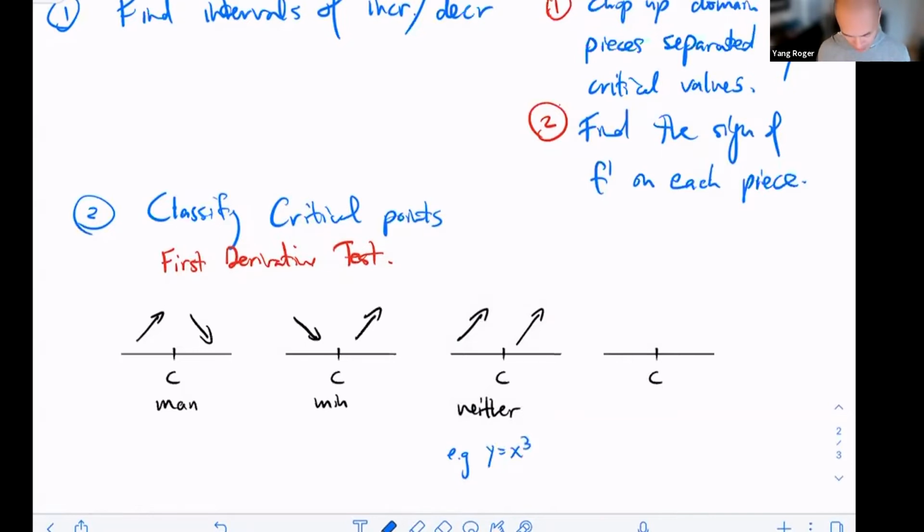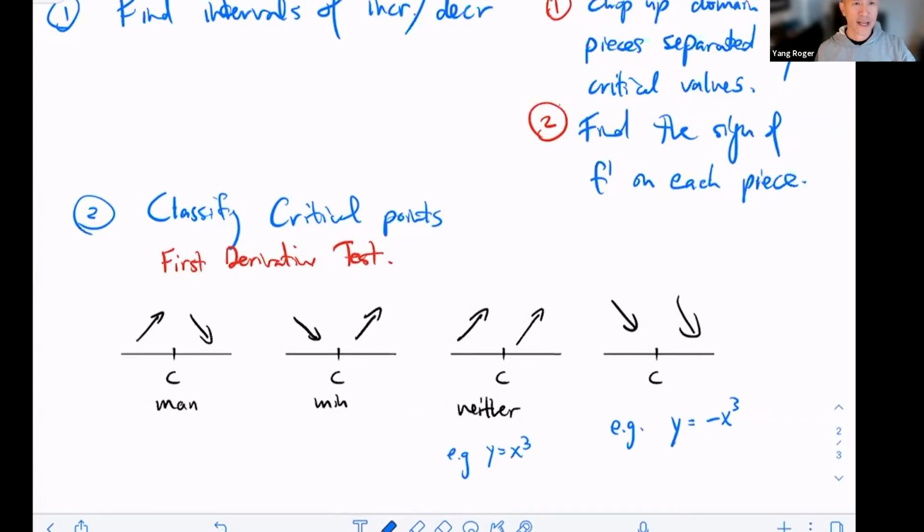And then it could also sort of decrease, flatten out, and then decrease again. So it could decrease, flatten out, and decrease again like that. An example of that would be y equals negative x cubed, for example, because x cubed looks like this and negative x cubed looks like this. So it's just the exact opposite situation.